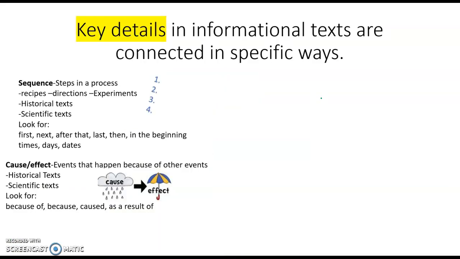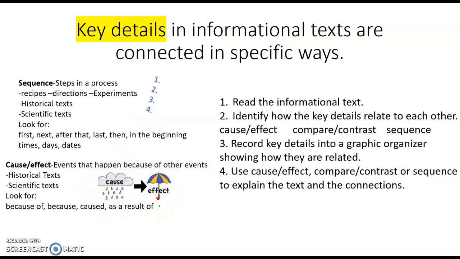Remember, key details in informational texts are connected in specific ways. So we've been talking a lot about sequence. We've been identifying a lot of sequence. And we've also been identifying some cause and effect in the texts that we've been reading. We've been identifying those key details and how they relate to each other. And again, we've been focusing on cause and effect. We have not talked about comparing and contrasting yet. We probably will do that next quarter.